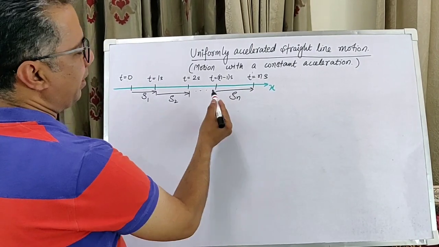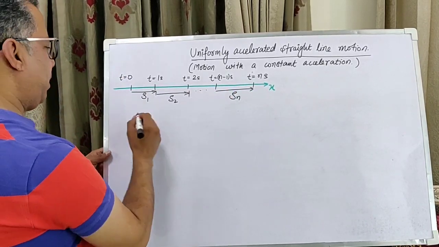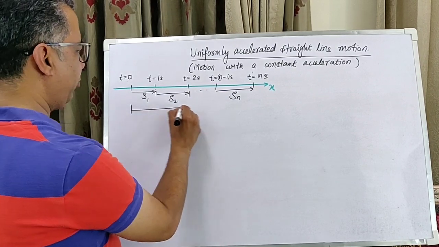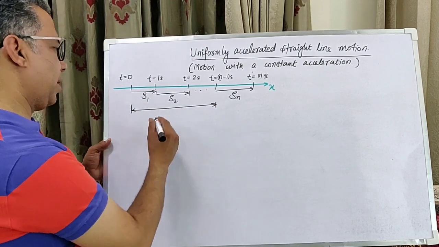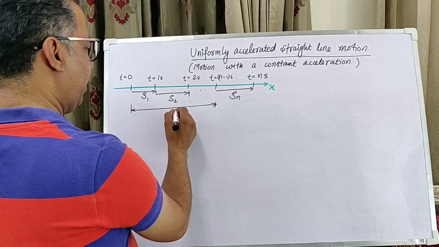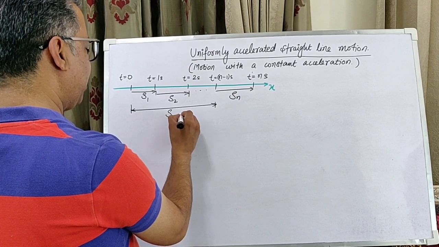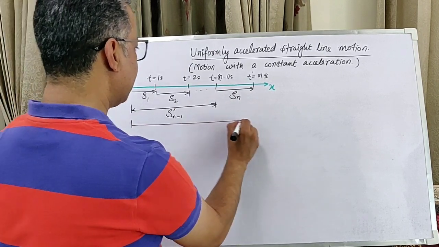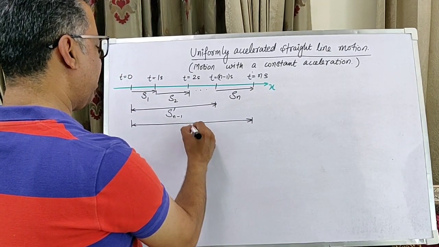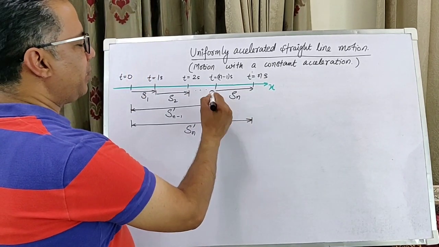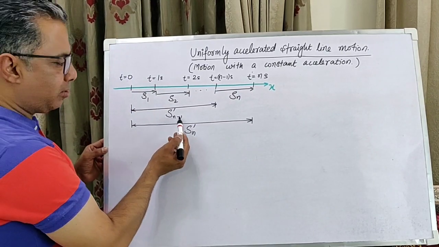Now for this nth 1 second interval of the motion, to calculate this displacement, what we'll be doing is, first we'll calculate the displacement in n minus 1 second, and let's call this displacement Sn minus 1 prime, and the displacement during the entire n second interval, we'll call it Sn prime. Sn, the displacement during the nth 1 second interval, will become Sn prime minus Sn minus 1 prime.